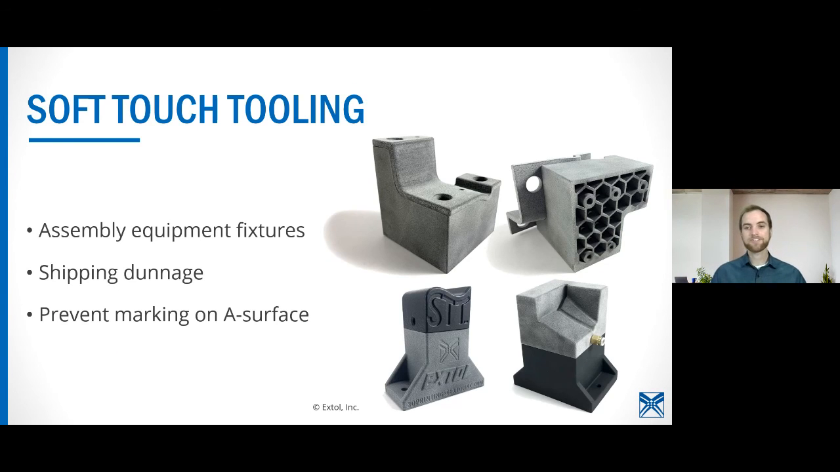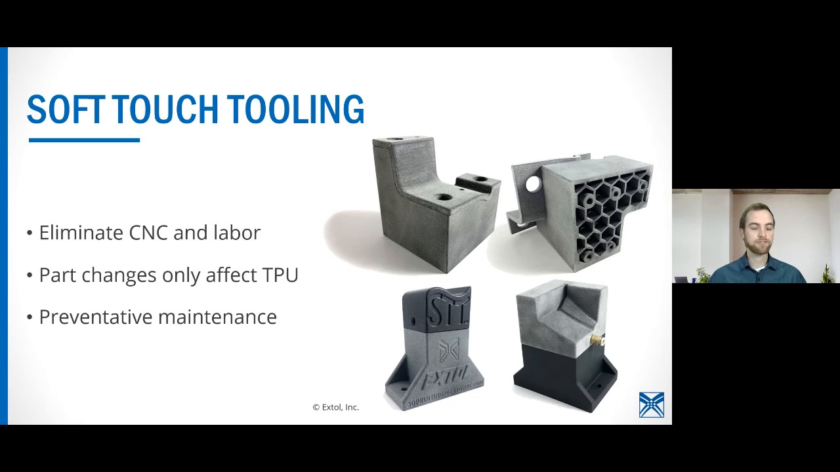So the idea of soft touch tooling came from my background of machine design and being a part of finding better solutions for poured urethane nests. Soft touch tooling can be used as an assembly equipment fixture, shipping dunnage, and the main characteristic is to prevent marking on A-surface parts.